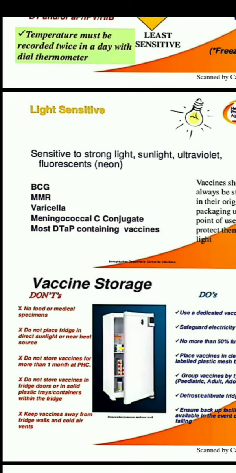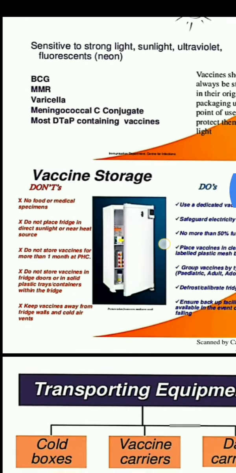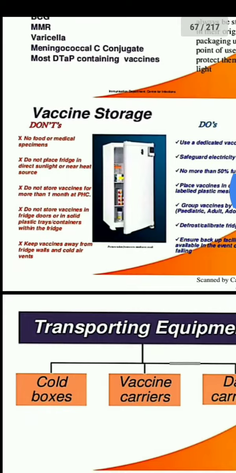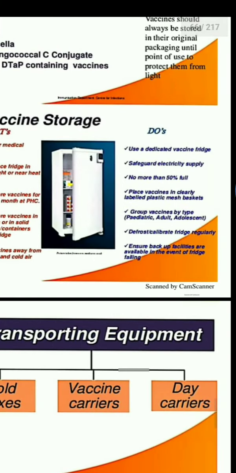Now in vaccine storage there are some do's and don'ts. The do's are: use a dedicated vaccine fridge, safeguard the electric supply, keep it not more than 50% full, place vaccines in clearly labeled plastic mesh baskets, group vaccines by type, defrost and calibrate the fridge regularly, and ensure backup facilities in the event of fridge failure.